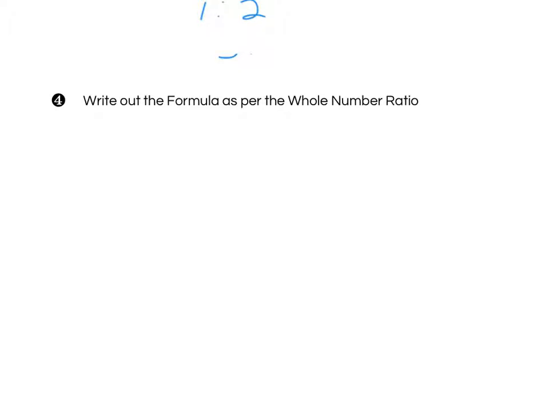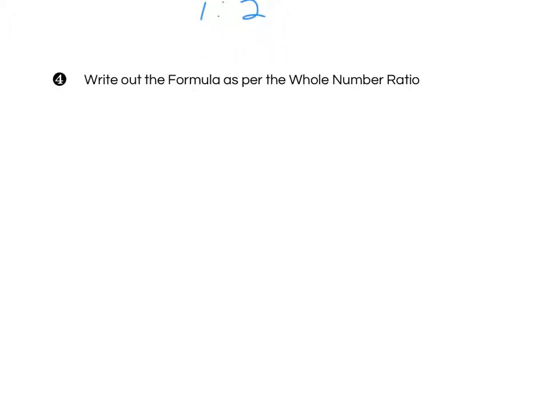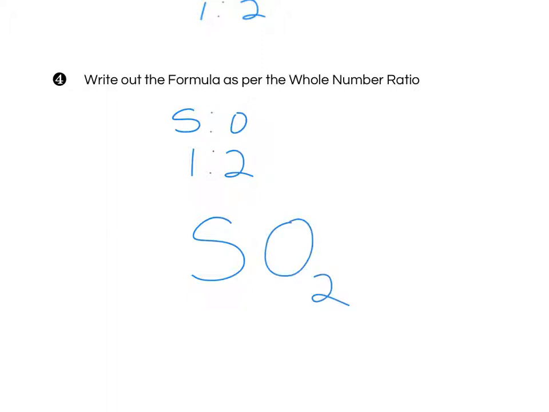So last but not least, I'm going to write out the formula as per this whole number ratio. So remember, I ended up figuring out that my ratio of S to O was 1 to 2. That means for every one S I have in my formula, I have to have 2 O's. And so this is my empirical formula. Therefore, SO2 is the empirical formula. Yay!